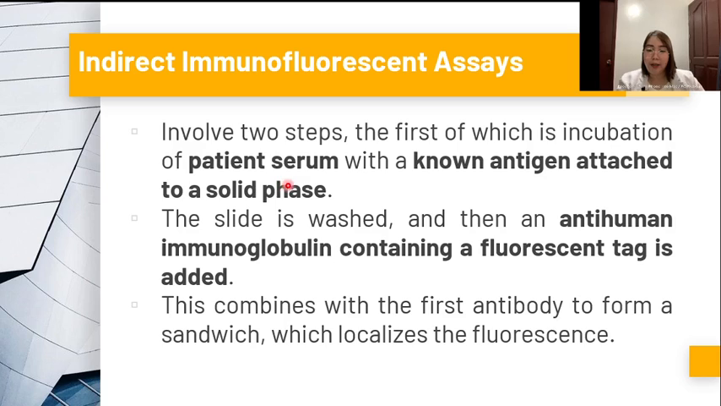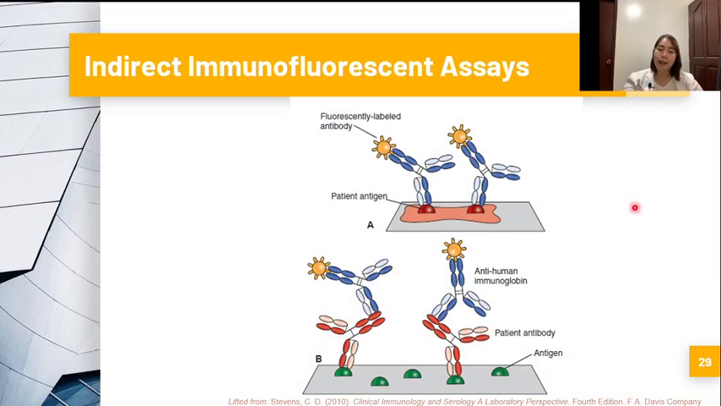you will incubate and wash, and then to determine if there is specific binding between the known antigen and the patient antibody, you will then add an anti-human immunoglobulin, which is labeled with the fluorescent tag. If there is presence of patient antibody that is combined with our known antigen, your anti-human immunoglobulin will be bound to it. Thus, a localized fluorescence will be detected. So, for us to understand better, this is our indirect immunofluorescence.